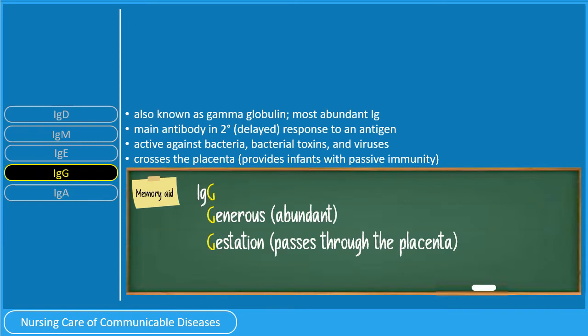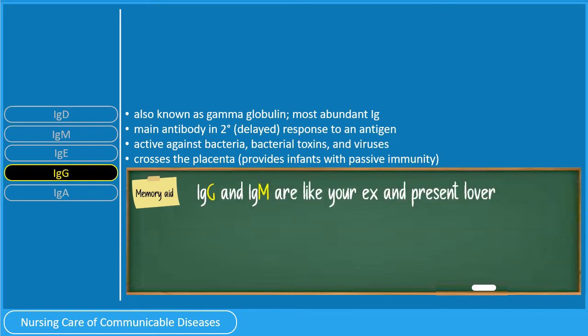As a mnemonic, IgG, G as in generous, because it is the most abundant, and IgG, G for gestation, it passes through the placenta. How about remembering which one is current and which one is a previous infection, IgG or IgM? So IgG and IgM are like your ex and present lover. G for gago, previous, your ex. M for mahal ka, your current.